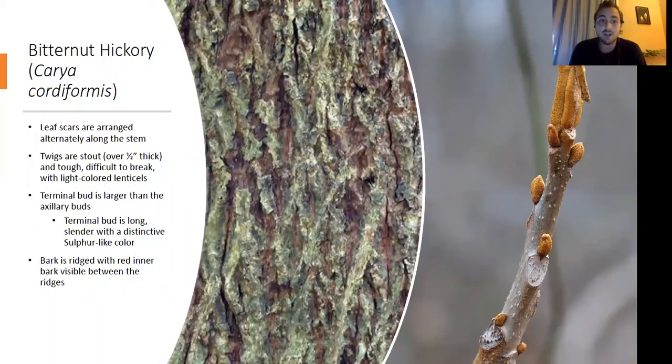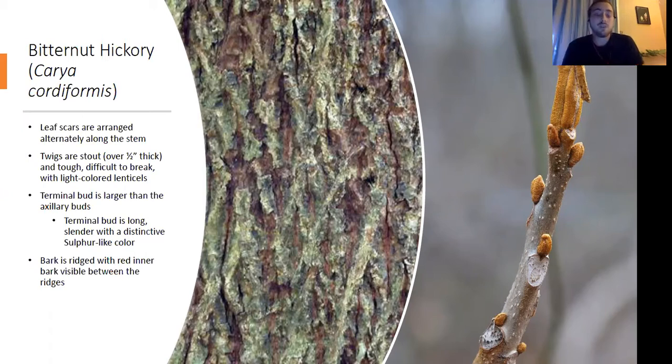The twigs are very stout, over 1/2 inch thick and tough, difficult to break, with these light colored lenticels. And these lenticels, the little dots you see along the stem, are gas exchange pores that are important for the tree when it's undergoing its processes. The terminal bud is distinctively larger than the axillary buds. And as you can see, it's very long, slender, with this distinctive sulfur-like color.